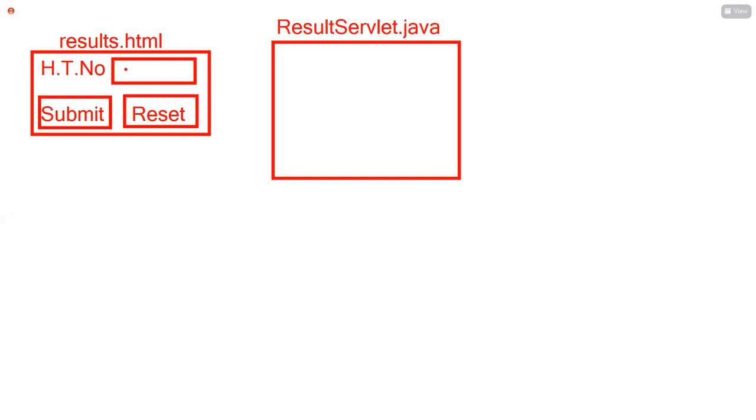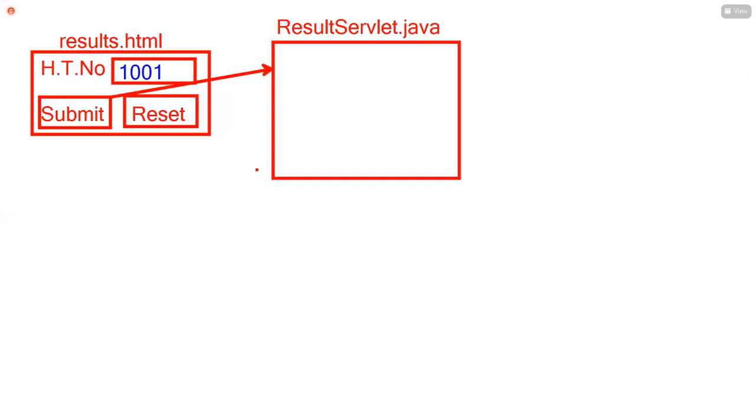Here, suppose you enter a hall ticket number, something like 1, or 1001, or 10,001. One hall ticket number you'll enter, and then you are going to click on the submit button.